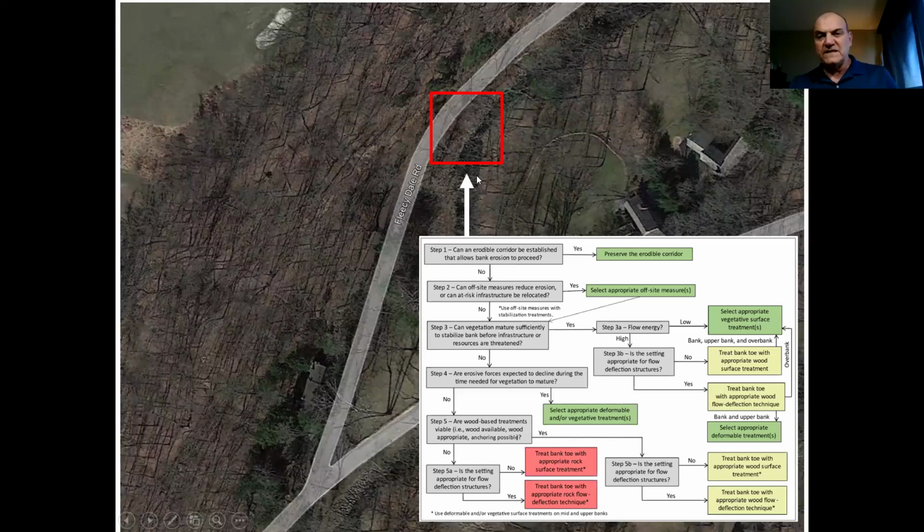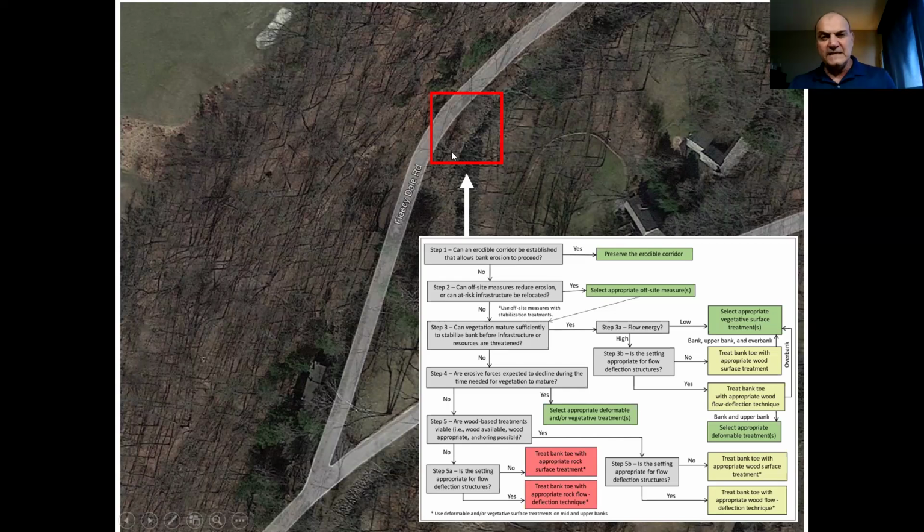Not sure if flow deflection structures are really going to work here. You've got a lot of private land. The channel's relatively narrow. You're going to have lots of people upset with you if you're deflecting flow into their yard. So I don't really see flow deflection structures being appropriate or working well. The road is right here, critical infrastructure right along the road. So we're making our way down through the techniques, and we already have armor along 2 miles of road.